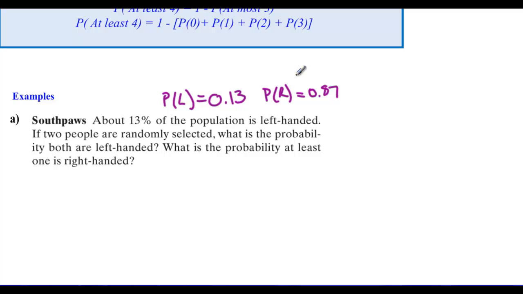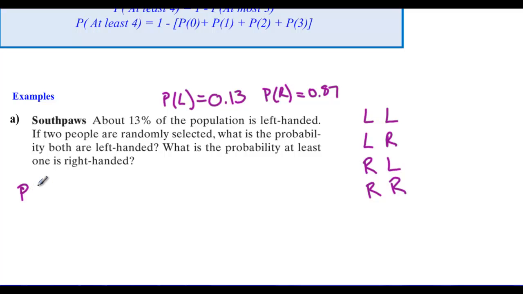So if 13% of the population is left-handed, 87% of the population is not, which again, we're going to call right-handed. We're picking two people. So the options for picking two people would be that we get two left-handed people, a left-handed and then a right-handed person, a right-handed person, then a left-handed person, or two right-handed people. So the first question, what's the probability that both are left-handed?